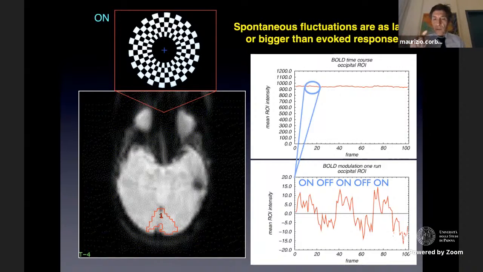But pay attention to this fluctuation, the seesaw pattern that you see on top of this very high baseline, which is the basic metabolic rate. Those fluctuations, the intrinsic fluctuations of the brain, are many times larger than the actual flashing checkerboard that is driving my brain.